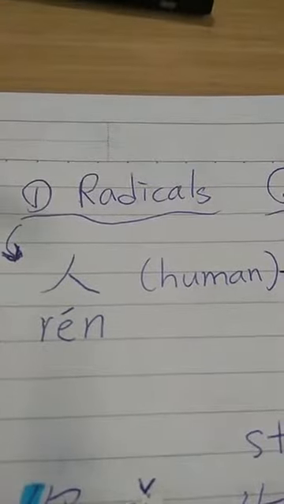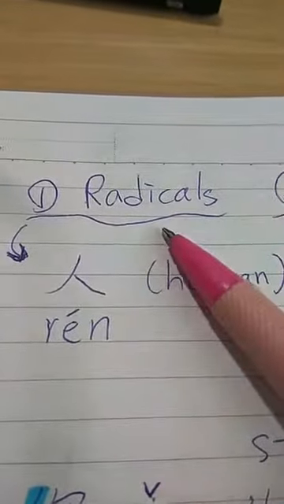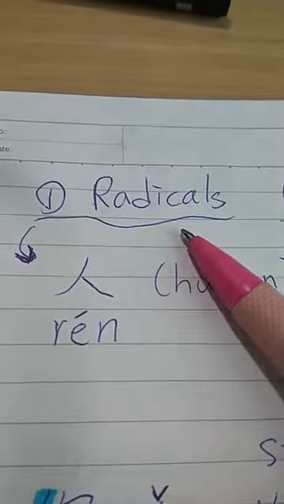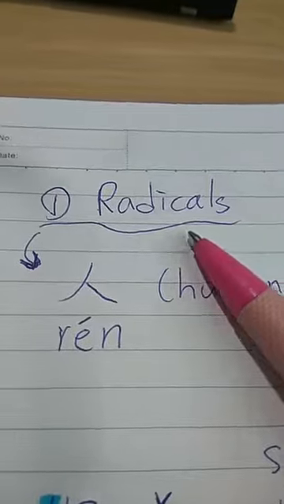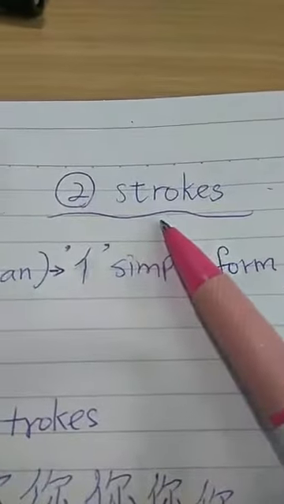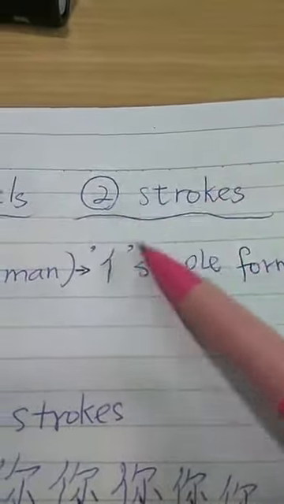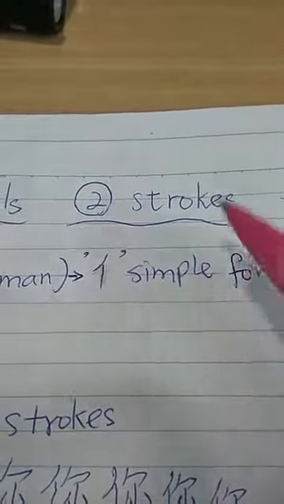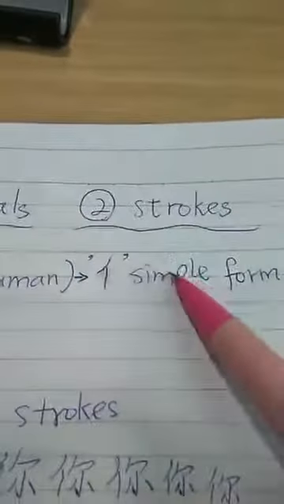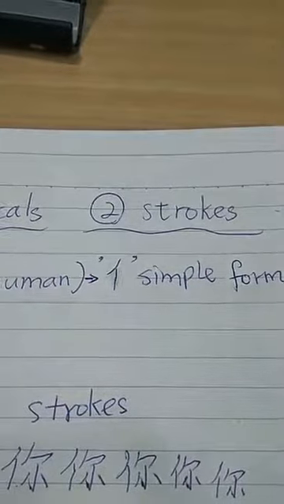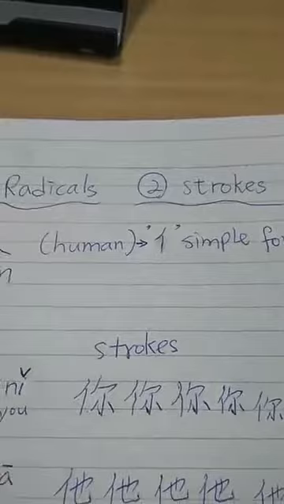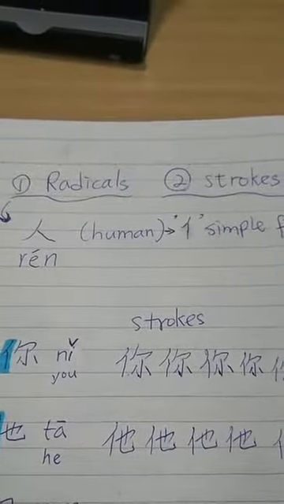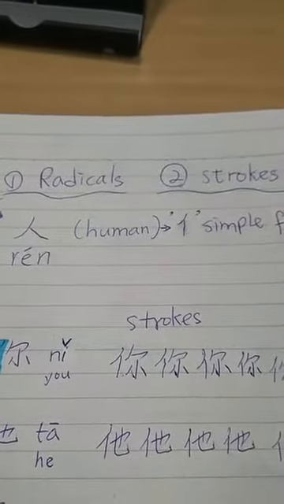Let's talk about the concept. A radical is the root and the personality of one Chinese word, and the strokes are the order, the sequence when you write a Chinese word. Today I'll give you one example of this, and then you can learn how to write Chinese words.